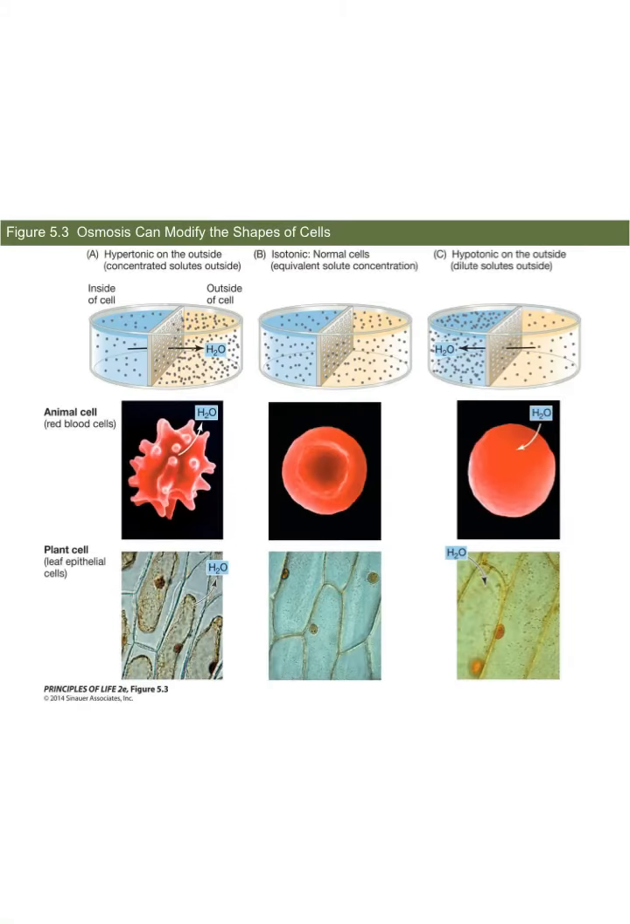Now, the reason osmosis is important to biology is because osmosis can modify the shape of cells. In animal cells, because they only have a cell membrane, they can either shrink or shrivel, or they can expand and possibly even burst, depending on the type of solutions that they're in. Plant cells, because they have a cell wall, will still change shape, but that cell wall is going to provide some structure for it.